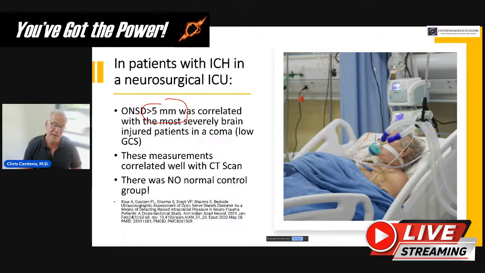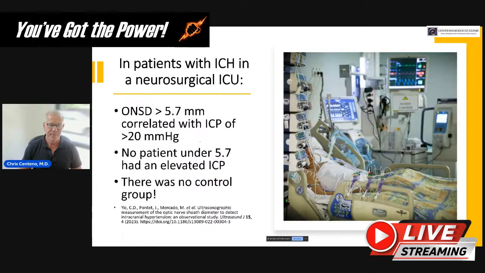In addition, these are severely injured people in comas. And the bigger their diameter, meaning the higher the intracranial hypertension was, the deeper their coma was. That's this low Glasgow Coma Scale, or GCS. So this one's not all that helpful for our purposes.